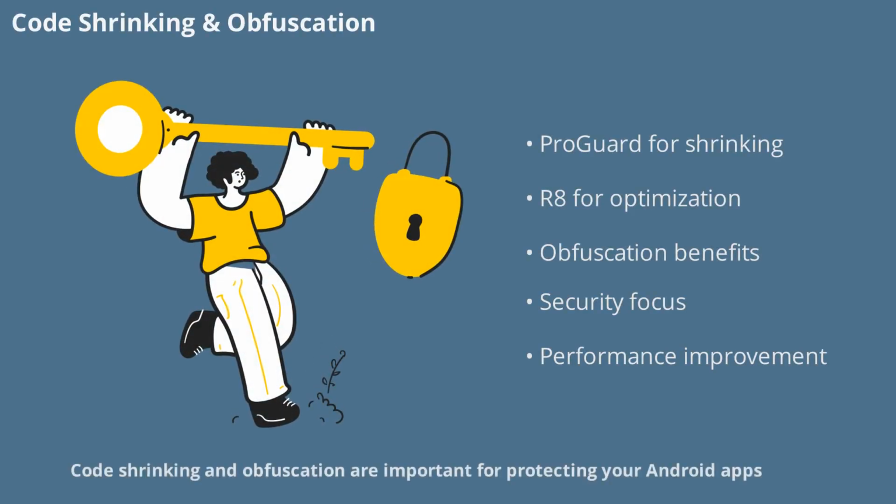Code shrinking and obfuscation are important for protecting your Android apps. Tools like ProGuard and R8 reduce the size of your APK and make it harder to reverse engineer your code. Explaining how you configure these tools and the benefits they provide demonstrates your attention to security and performance.